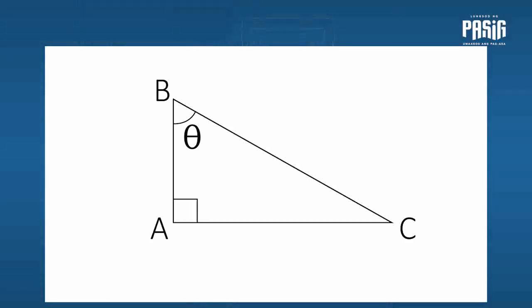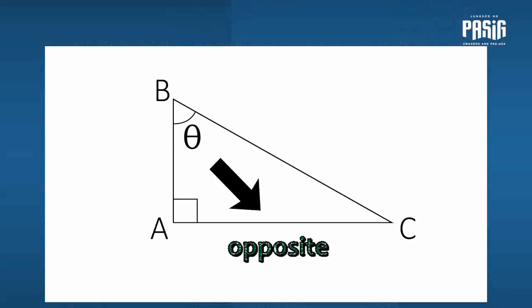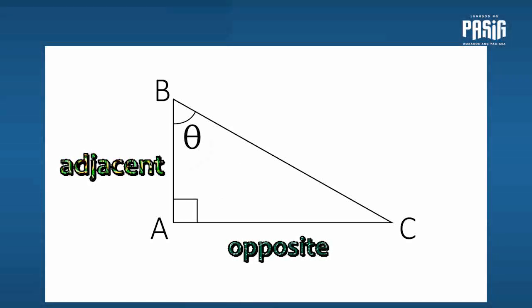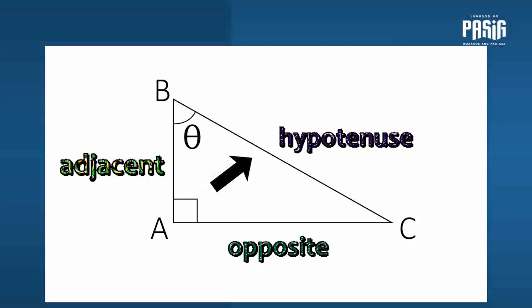From this, we can name the parts of the right triangle as follows. The side that is across from the angle theta is the opposite side. The side next to the angle is the adjacent side. Lastly, the side opposite the right angle is the hypotenuse. The hypotenuse is also the longest side of the right triangle.